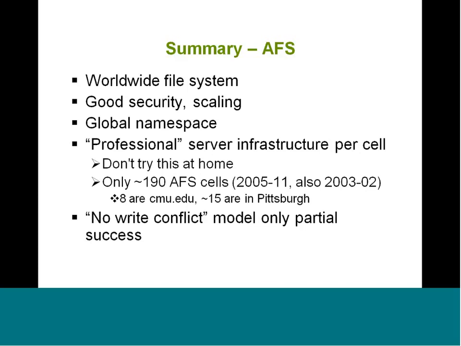And it's a professional server infrastructure per cell. So essentially, you have to be trained on this. You cannot just set it up like the NFS, where any Unix client can be set up as a server. There are only about 190 AFS cells between 2005 and 2011. Eight are in CMU and 15 are in Pittsburgh.